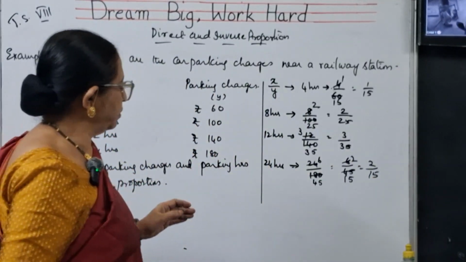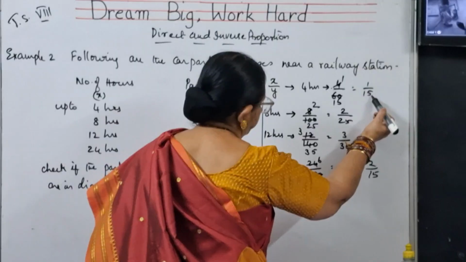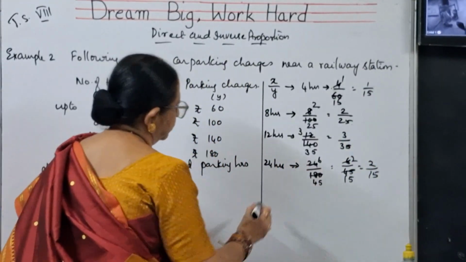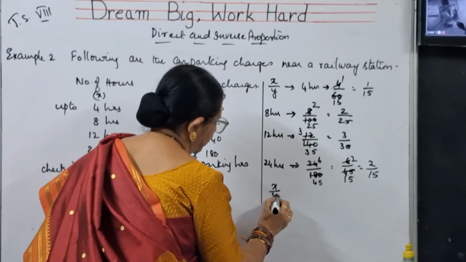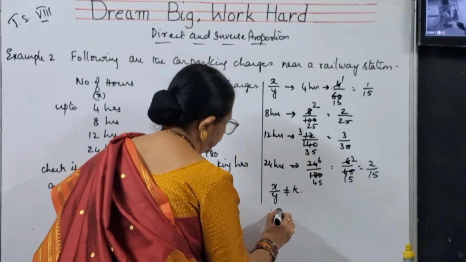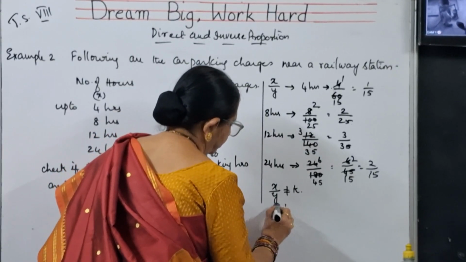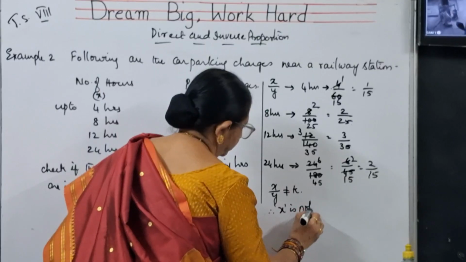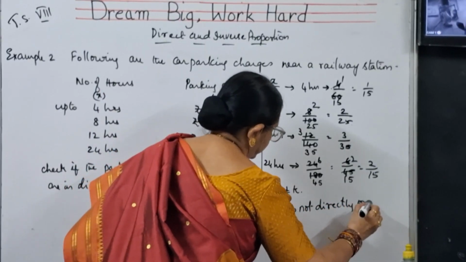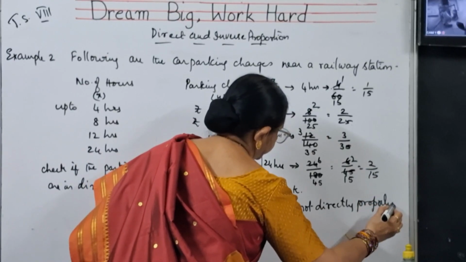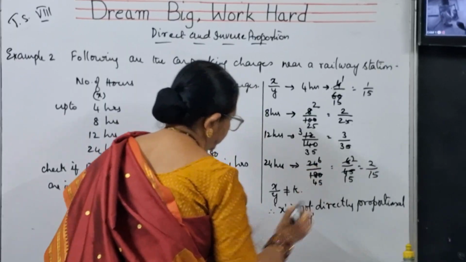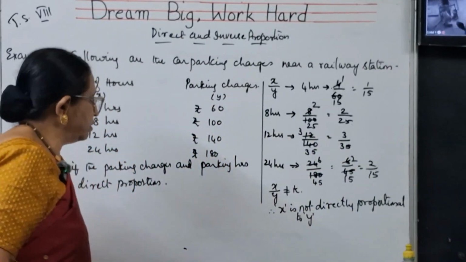Now in this case, if you see X by Y here, 1 by 15, 2 by 25, 3 by 35, again 2 by 15. So X by Y is not equal to a constant value. Therefore, X is not directly proportional to Y. They are not directly proportional. This is the answer, children.